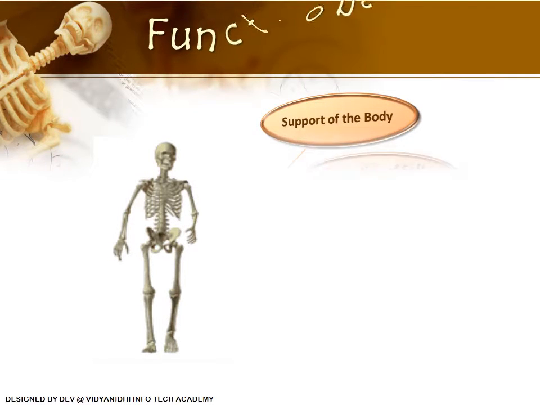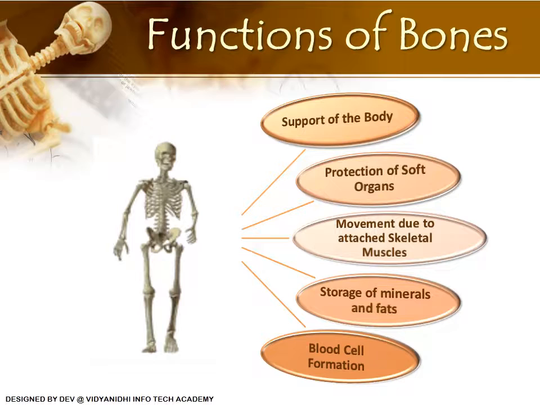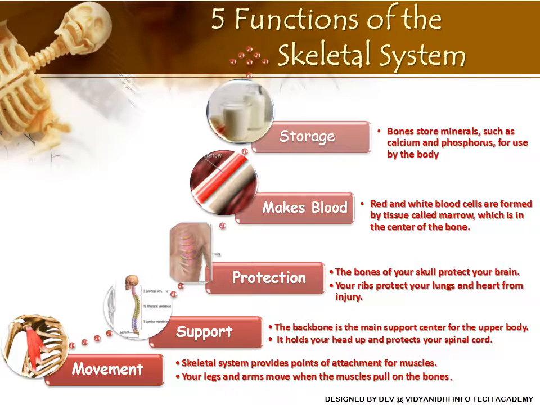We are first gonna see what bones do for us. They support the body, protect soft organs, allow movement due to attached skeletal muscles, store minerals and fats, and form blood cells. These are the 5 functions of the skeletal system.